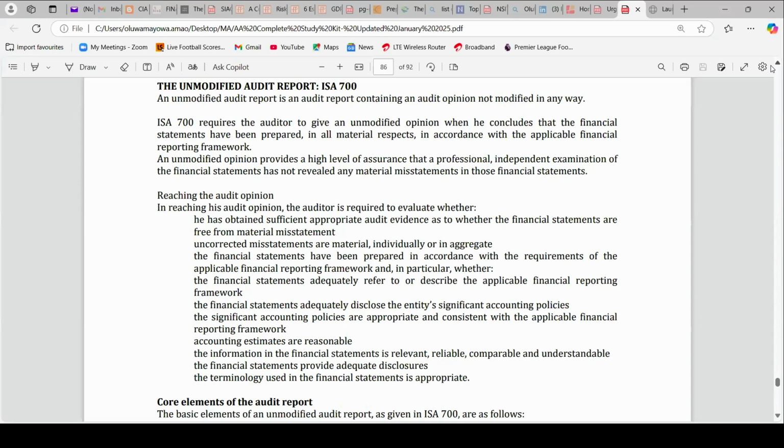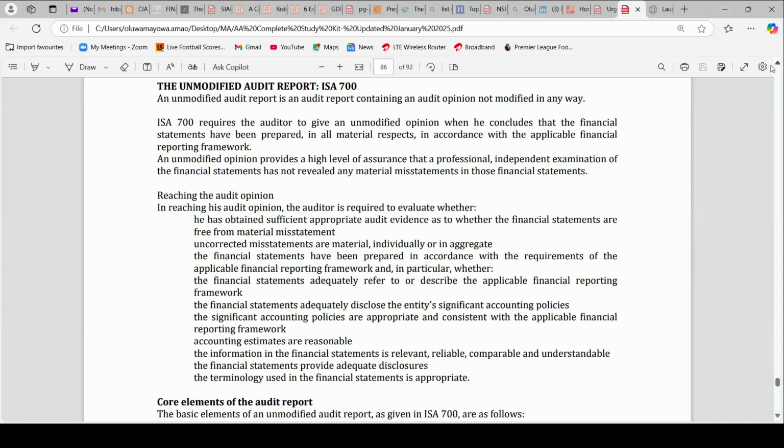I've said there are 4 standards that guide the audit report. The first one is the unmodified audit report, which is ISA 700, which is what we are looking at. The second one is an audit report containing key audit matters. The third one is audit report with modification to the opinion, and that's what you call a modified audit report. While the fourth one is emphasis of matter paragraph and other paragraph in the audit opinion.